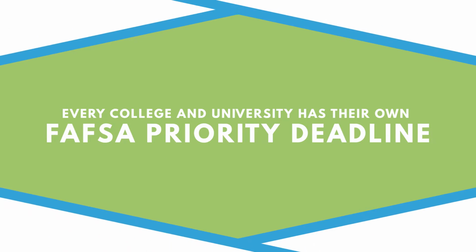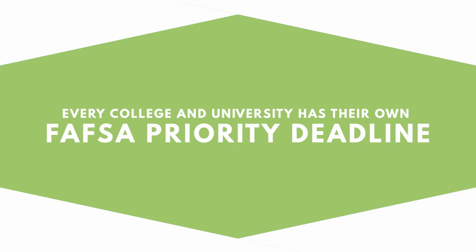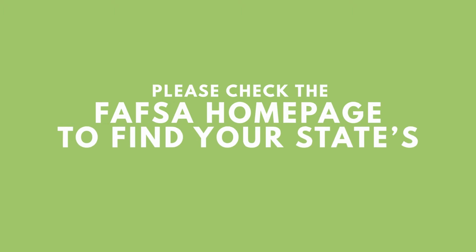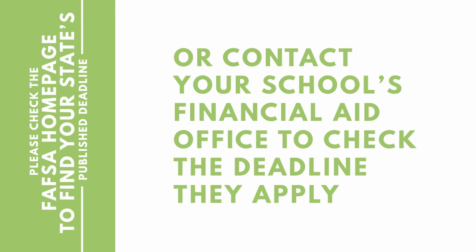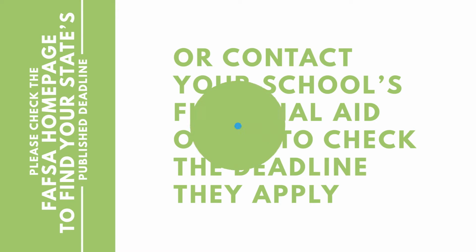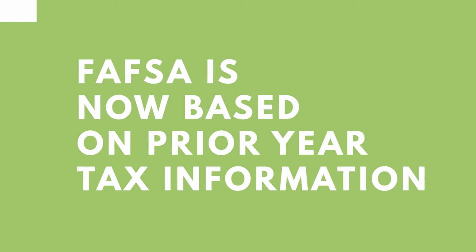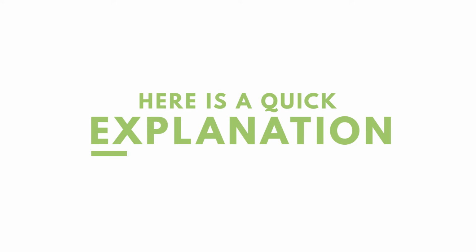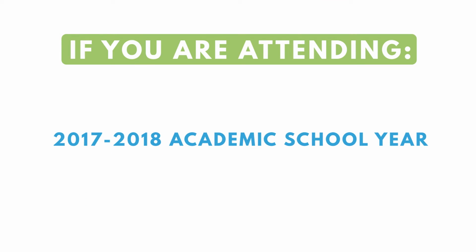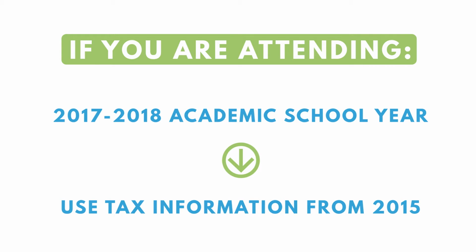Third, every college and university has their own FAFSA priority deadline. Please check the FAFSA homepage to find your state's published deadline, or contact your school's financial aid office to check the deadline they apply. Fourth, FAFSA is now based on prior year tax information. Here is a quick explanation. If you are attending the 2017-2018 academic school year, use tax information from 2015.